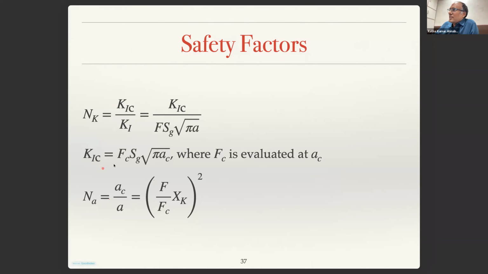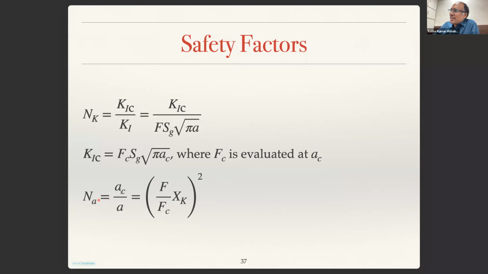And K1C is FC Sg root pi AC, where FC is evaluated at AC. FC is your geometric correction factor. And this is what you call safety factor in stress intensity. You can also define safety factor in crack length.